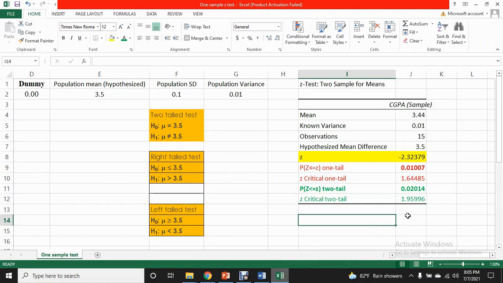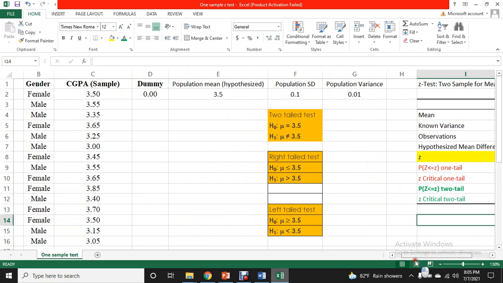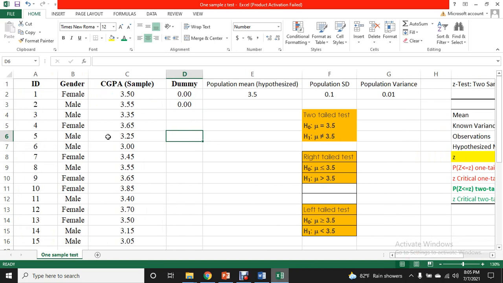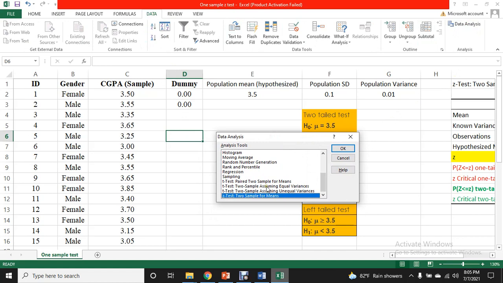Now we will look at one sample t-test. We already have discussed one sample z-test. Now we will look at one sample t-test. For doing one sample t-test, you need to give another 0 here. Because this is the limitation of Microsoft Excel, we cannot do one sample z or one sample t-test directly from this menu. That's why we will do this sort of thing.